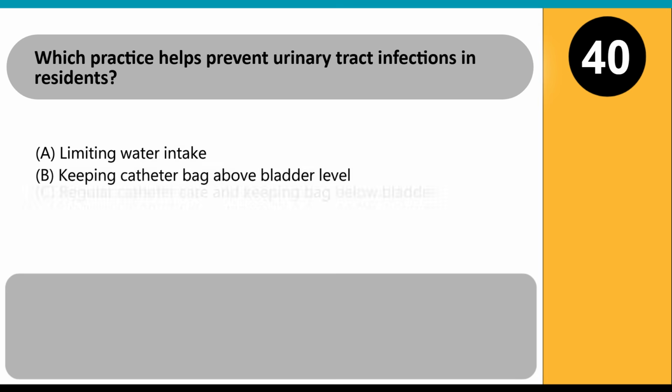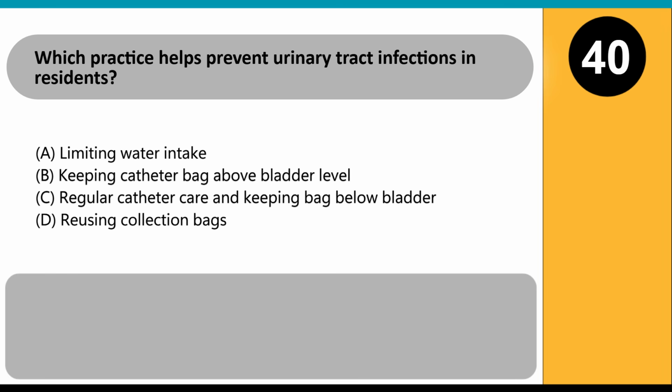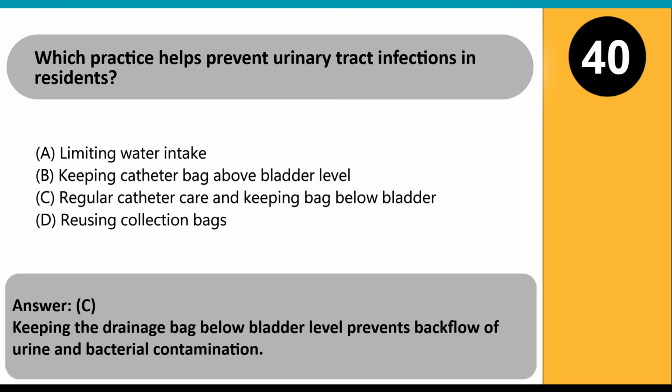Which practice helps prevent urinary tract infections in residents? A. Limiting water intake. B. Keeping catheter bag above bladder level. C. Regular catheter care and keeping bag below bladder. D. Reusing collection bags. Answer C. Keeping the drainage bag below bladder level prevents backflow of urine and bacterial contamination.